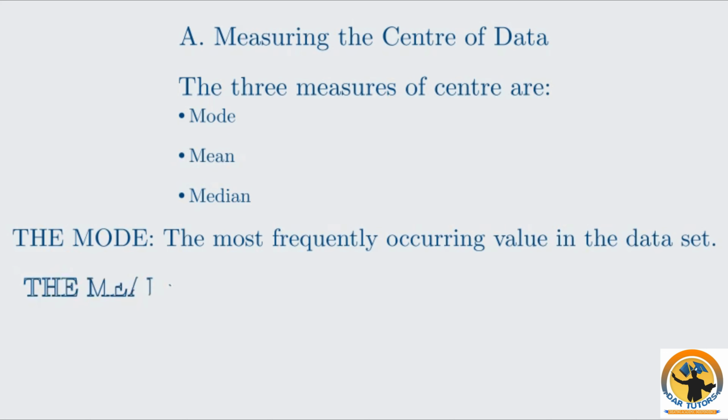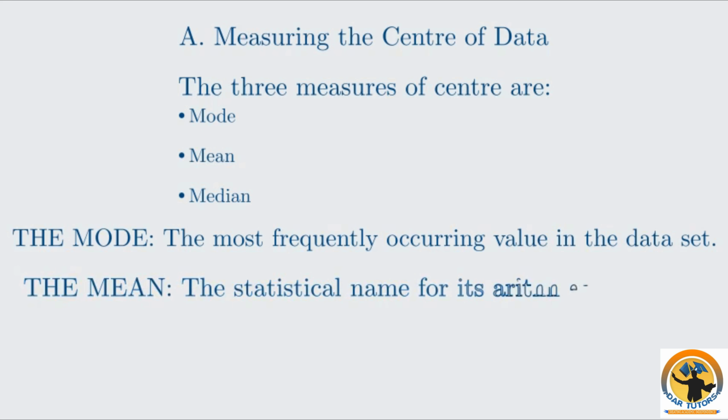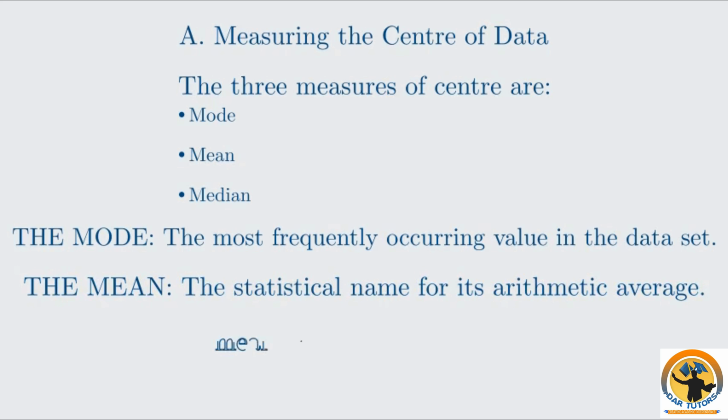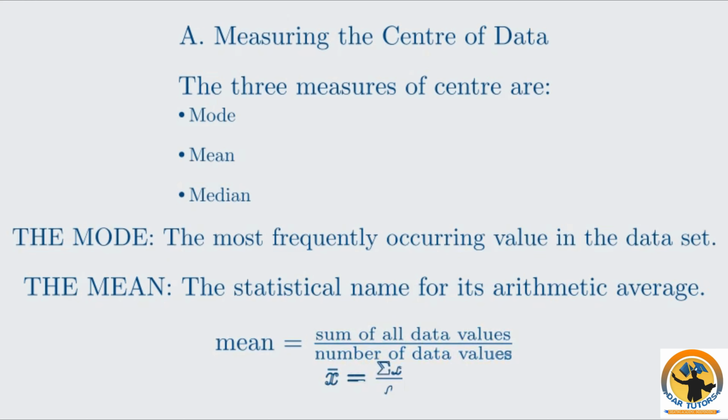Next, let's look at the mean. The mean is the statistical name for the arithmetic average. It's calculated by summing all the data values and dividing by the number of values. The formula is the sum of all x values, denoted by sigma x, divided by the total number of values, n. We use x bar to represent the mean of a sample, and the Greek letter mu, written as μ, for the mean of an entire population.